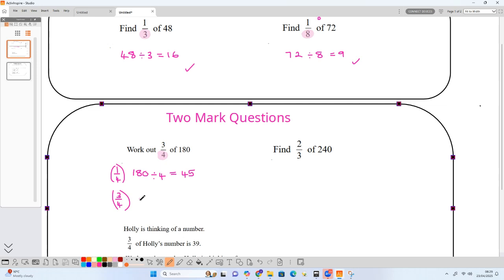Once you've got 1/4, we can then go on to find 3/4. If 1/4 is 45, 3/4 is 3 lots of that 1/4. 45 times by 3 gives you the answer to that one, 135.